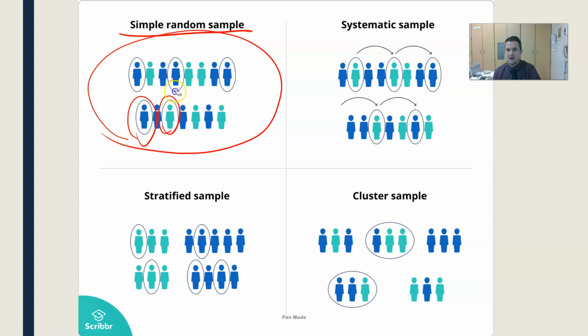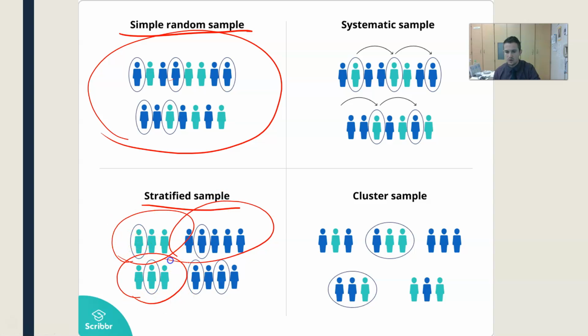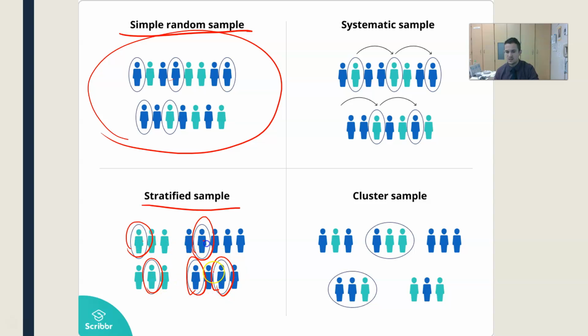The next one we talked about was stratified sampling. Stratified sampling is when I split my population into groups. So you see I have 1, 2, 3, 4 groups that I've split my population into. And then I randomly select, in this case, a few people from each of those groups. So I selected 1 from each of these groups, 2 from these groups. Stratified sample is when I split my population into groups and then randomly select people from each group.